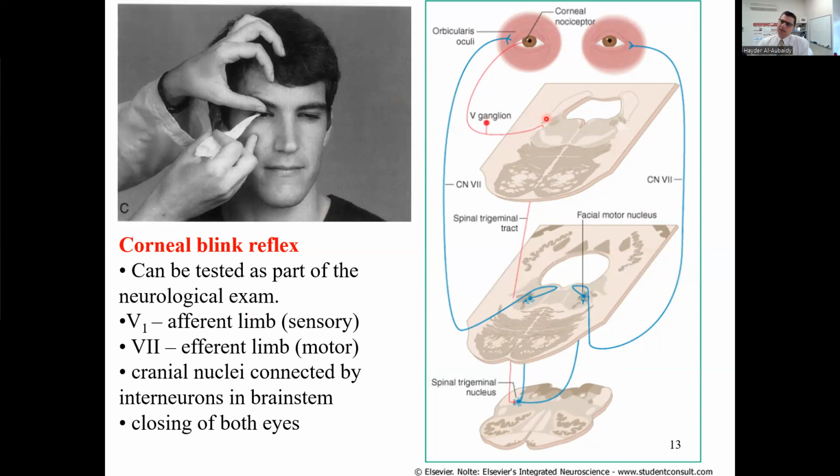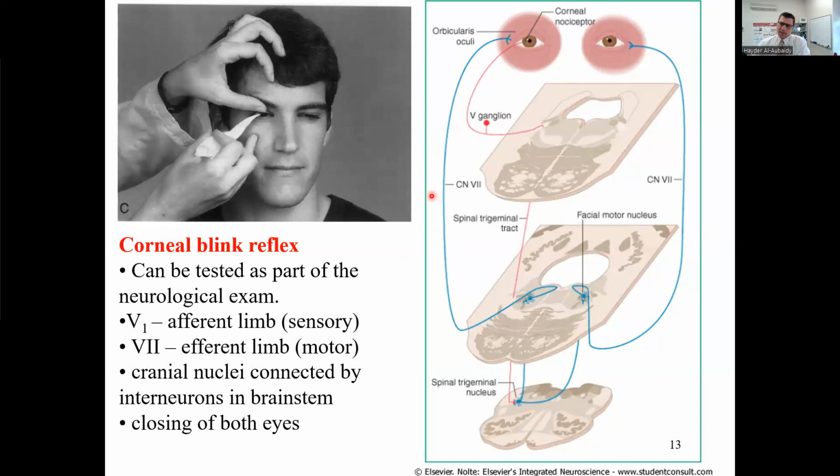So what happens if, for example, this is the right eye and this is the left eye, and there is damage to the left trigeminal nerve? It means that by touching the left eye with the tissue, there should be no response, because this main pathway that triggers both motor outputs has been blocked. So by touching this, with damage to the left trigeminal nerve, there should be no output.